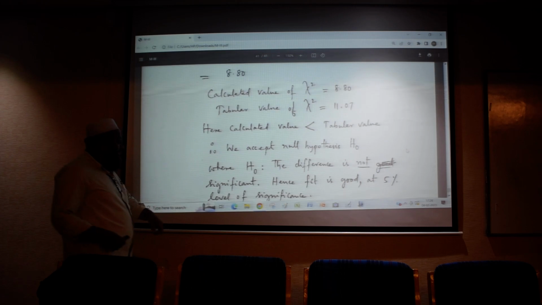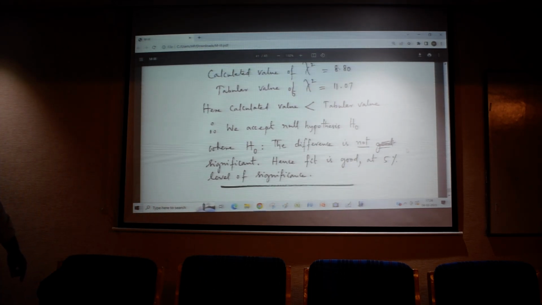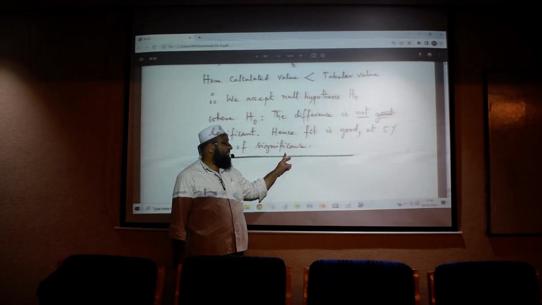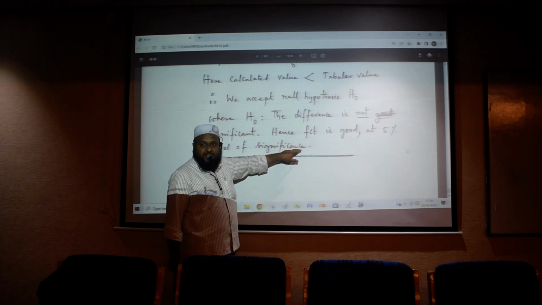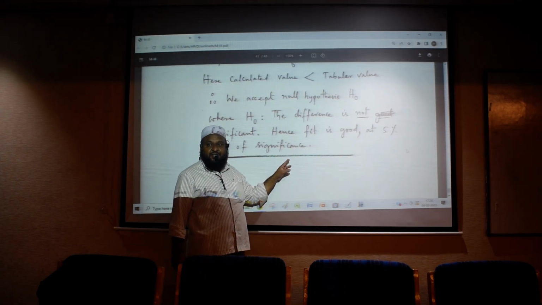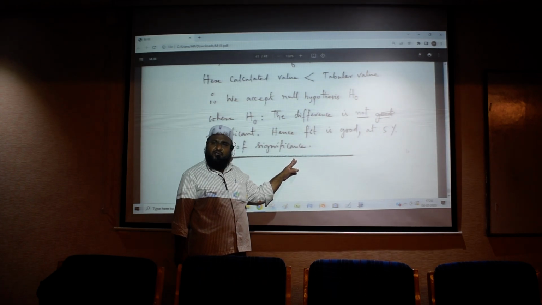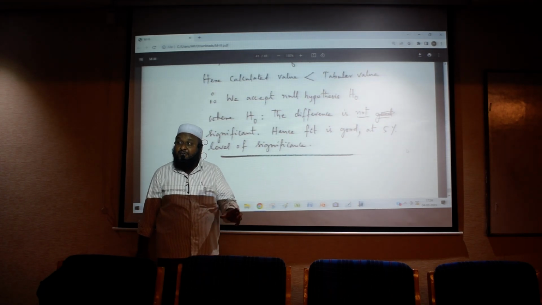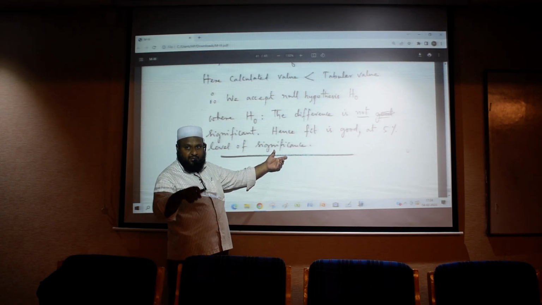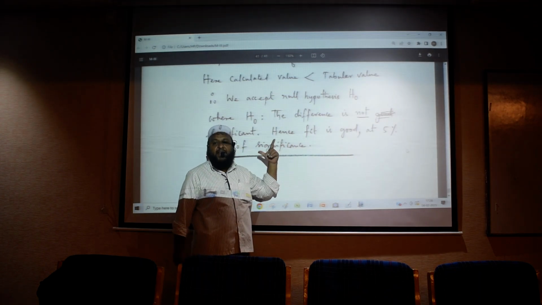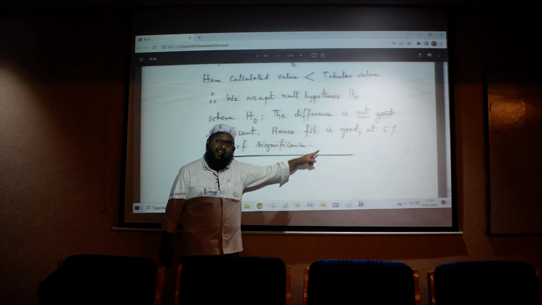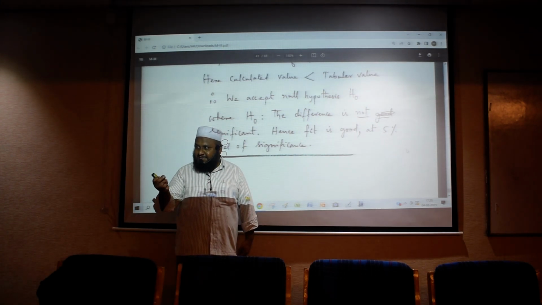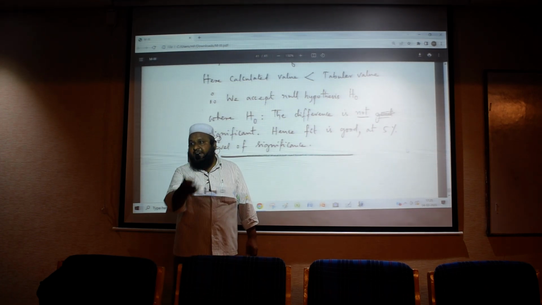So at what level is it significant? 5% level of significance. I should write significance here, not significant. I'm sorry, I'm taking back my point. It should be significance only. Now, at what level? 5%. So some people will say, okay, this is good. Means at the 5% level. At the 10% level of significance, there may be a different answer for that.